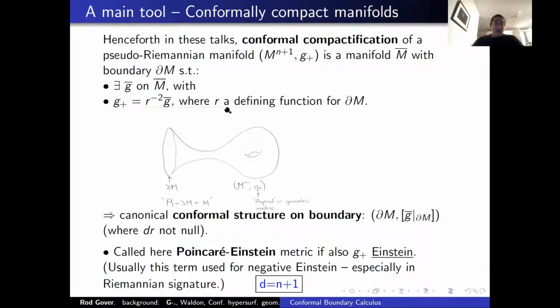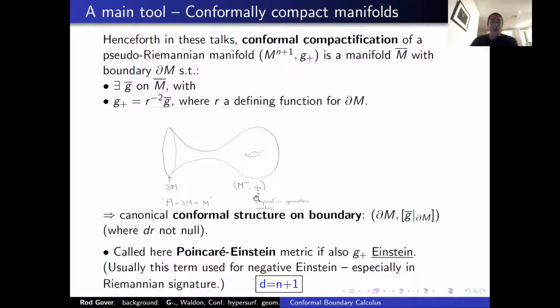Okay, so that's what we mean by defining function for the boundary. Now, of course, this means, so G bar goes to the boundary, there's R to the minus 2. So where R is 0, this metric's singular. So, of course, the boundaries are at infinity. Now, what you canonically get here is a conformal structure on the boundary.